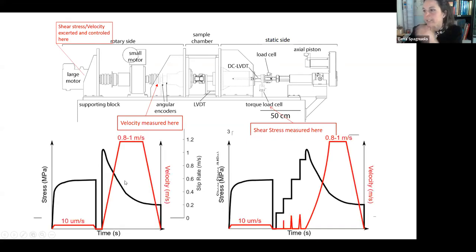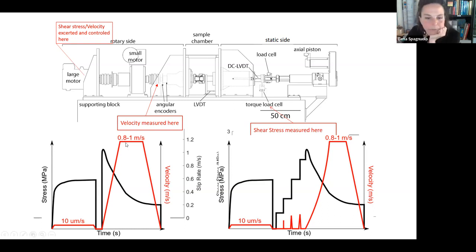Some other technical details. Generally, we also apply a pre-shear, running the samples at 10 micrometer per second. This is because we want to reach a sort of similar initial condition for all the experiments we run, and also because we want to organize a little bit the gouge before running the experiments.